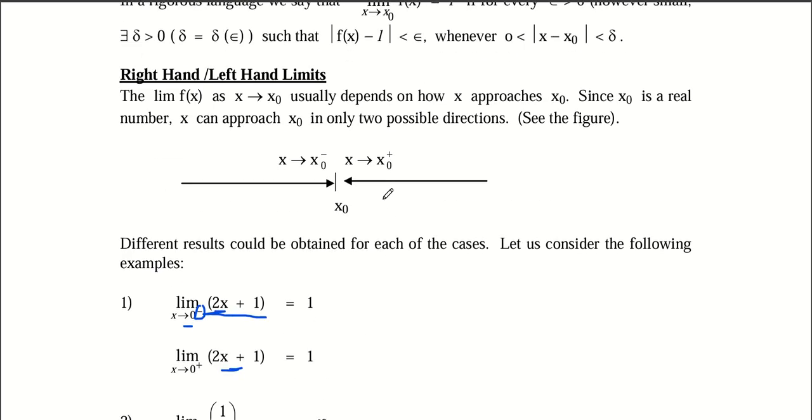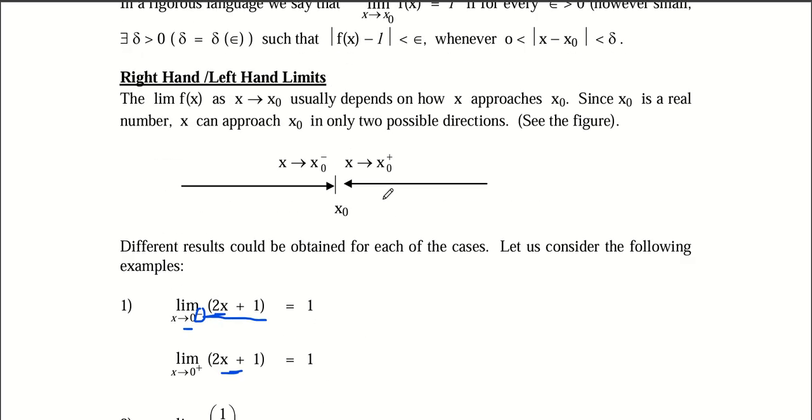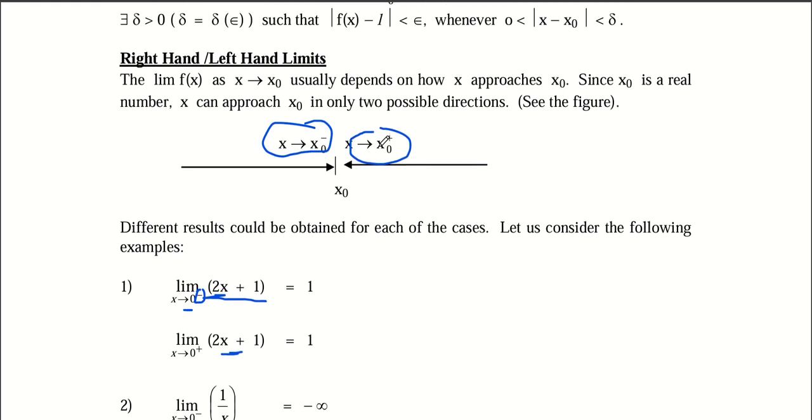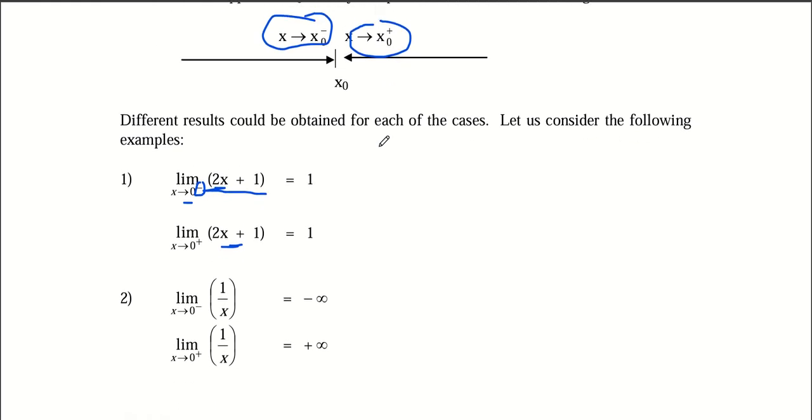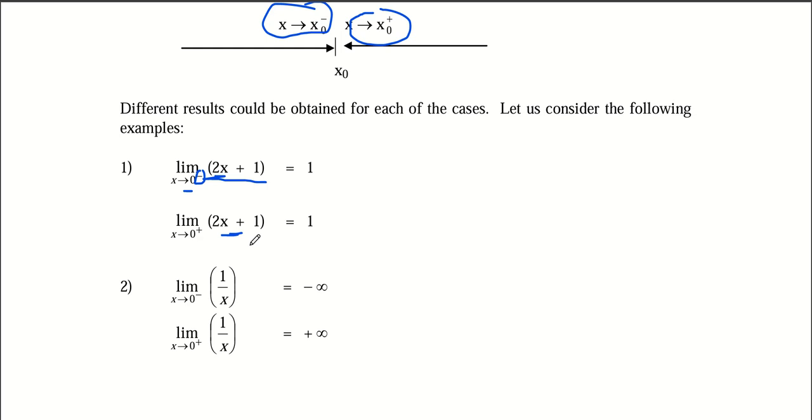It's a bit of a misnomer, but just know that the right-handed limit is usually given as x approaches x minus, and the left-handed limit is x approaches x plus, right? And that's it. So this one, we're asked to approach this one.